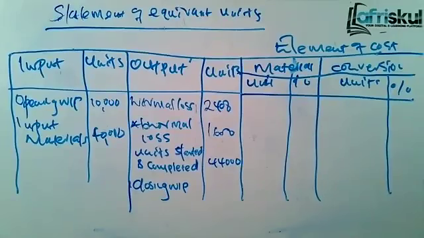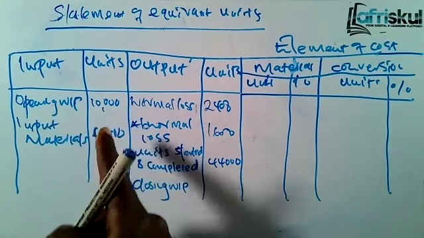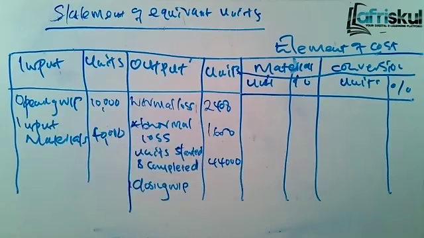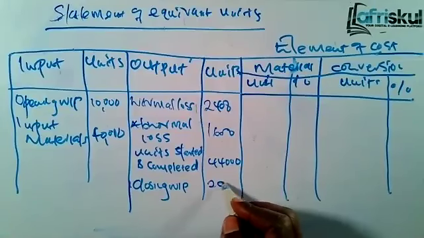So it's very easy to prepare this statement. How do you prepare it? There is an input side. You indicate the item and the units: the opening WIP, and in case there is any other input material, you also record it and the units. And then on the output side, you record the output items, which include the normal loss, abnormal loss or abnormal gains, units started and completed, and the closing WIP. You record them the way they are. The closing WIP units are 2,000 units.